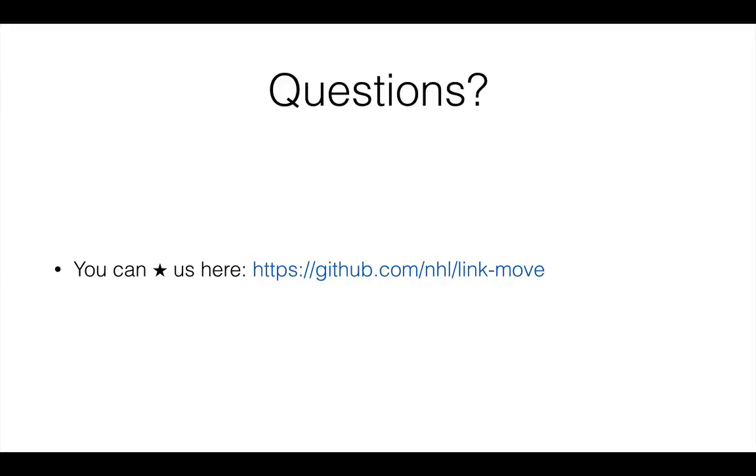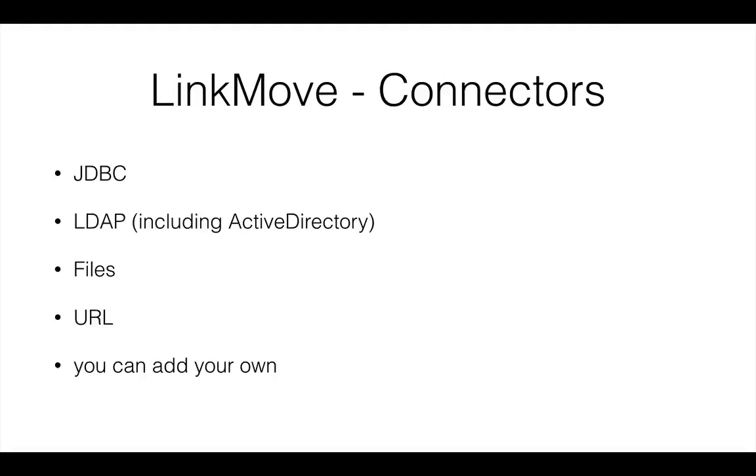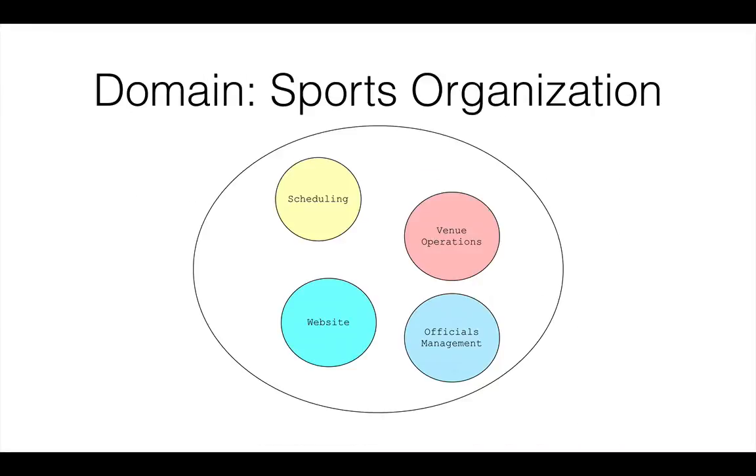For me, this is very new and interesting, and I'm trying to process it. I saw on your first chart four different bubbles. I think one of them was the website, the other was... Yeah, so you've got website, scheduling, venue operations, and officials management.